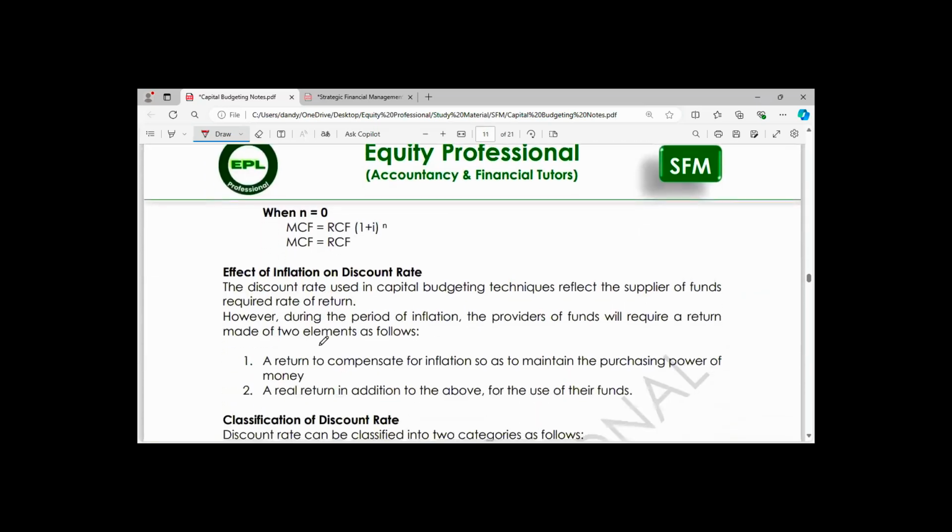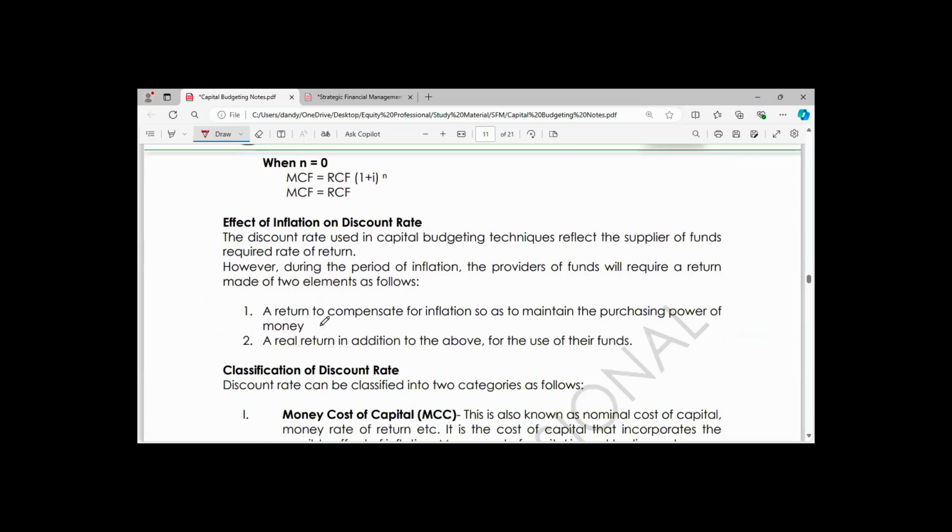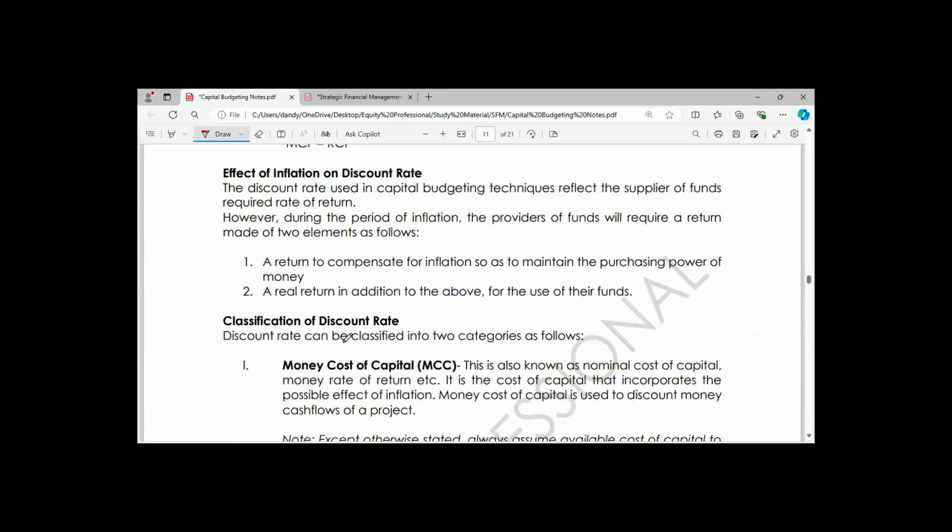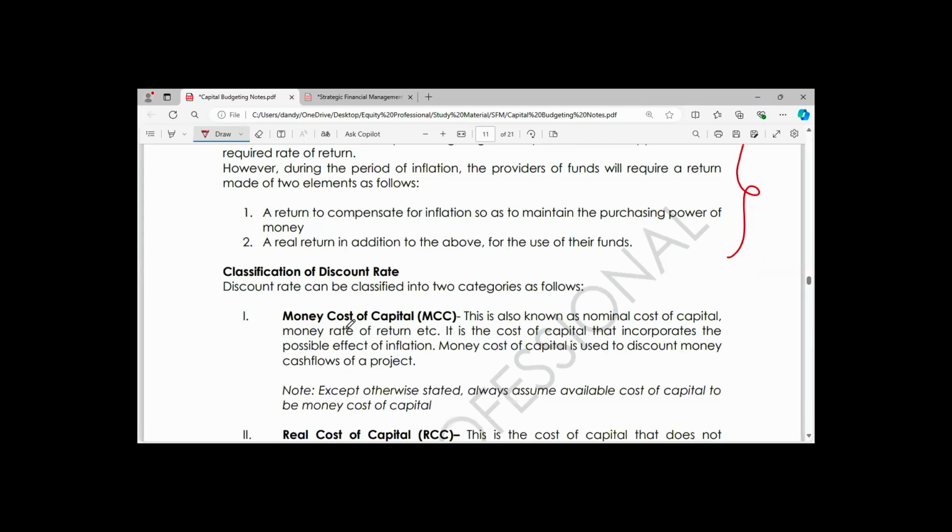Again, how do you determine money cost of capital or real cost of capital? When you want to calculate money cost of capital, you need the Fisher effect formula. But before that, what is money cost of capital? What is real cost of capital?